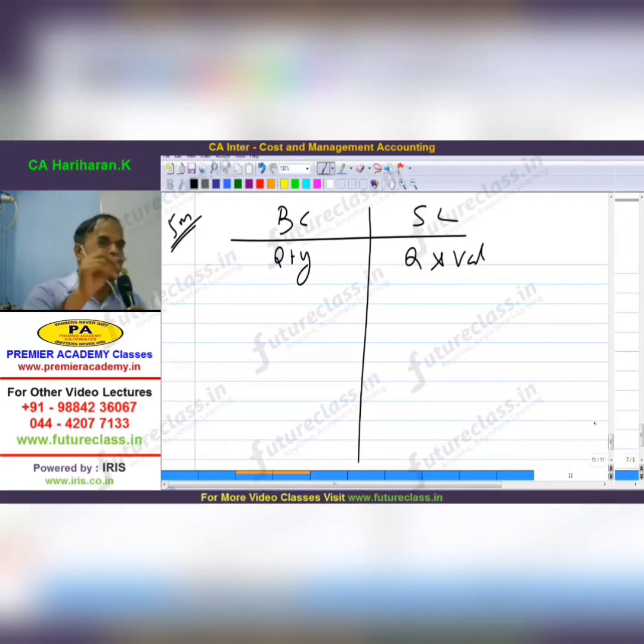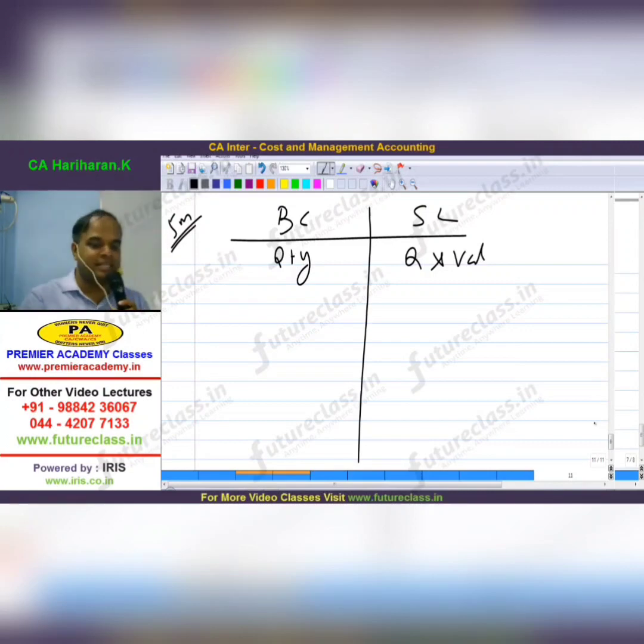Listen here. What is the difference between bin card and the stores ledger? Now we are going to discuss. Shall we start or not? There is no punishment for not clapping. Once you have understood, you can clap. Now listen here. The sticker which is attached with the bin is called bin card. Now how many have understood what is called a bin? Now we can go for the difference between bin card and the stores ledger.